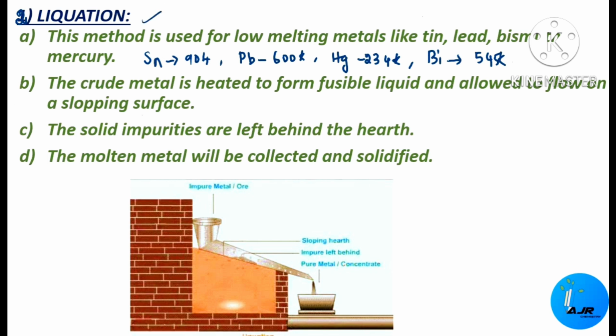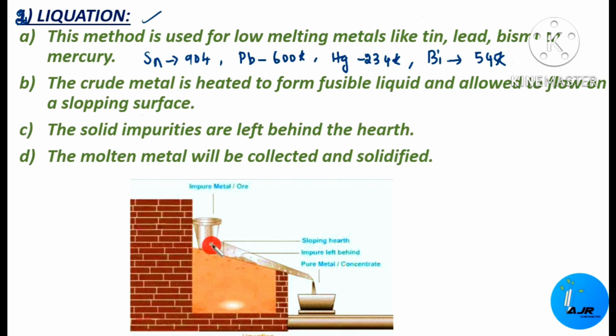So then what happens here is the crude metal will be heated to form a fusible liquid, and it will be allowed to flow on a sloping surface. See here, this is the setup. This is the hearth or the furnace. So now what happens? The crude metal will be heated to form a fusible liquid.